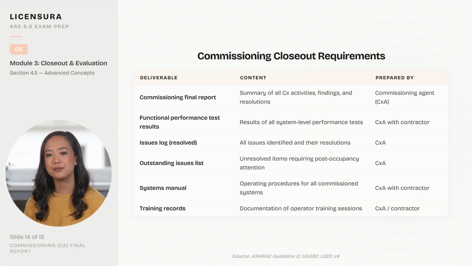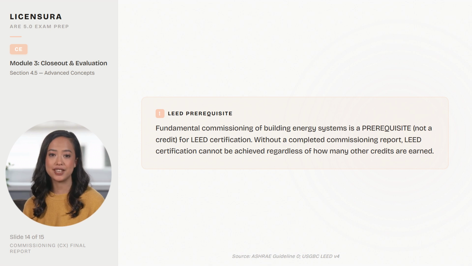Commissioning is not testing. It is verification that systems perform as intended. LEED prerequisite: fundamental commissioning of building energy systems is a prerequisite, not a credit, for LEED certification. Without a completed commissioning report, LEED certification cannot be achieved, regardless of how many other credits are earned.